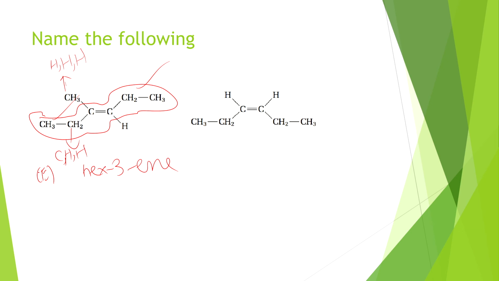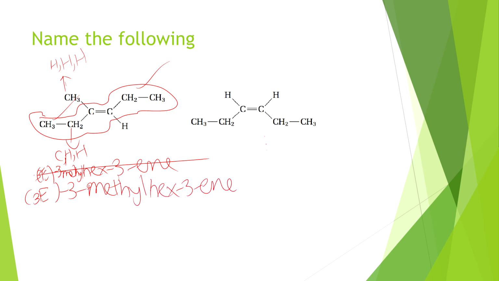Also, some instructors prefer if you have the number of the carbon double bond before the E. I feel that's a bit redundant, but some teachers would prefer it that way, so let's just put it there. 3E, 3-methyl, hex-3-ene. Sorry, I'll rewrite it again, the full name. 3E, 3-methyl, hex-3-ene.